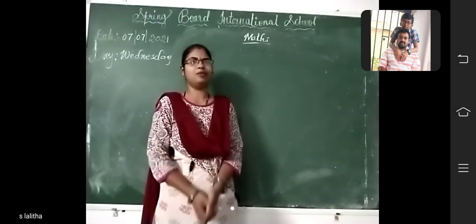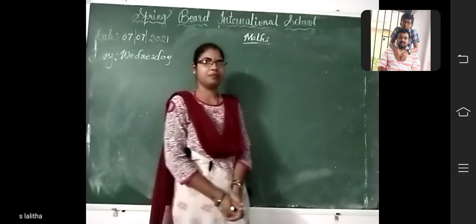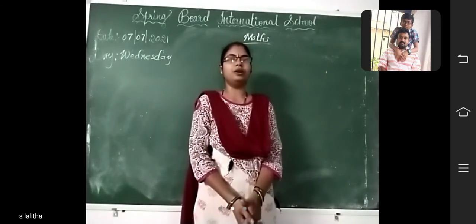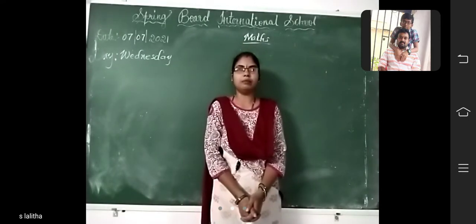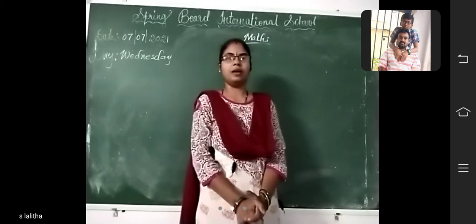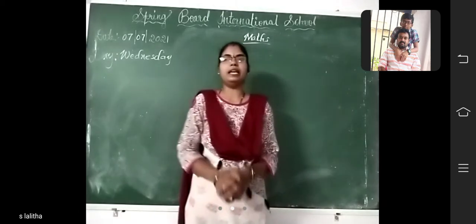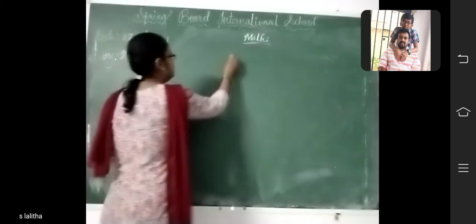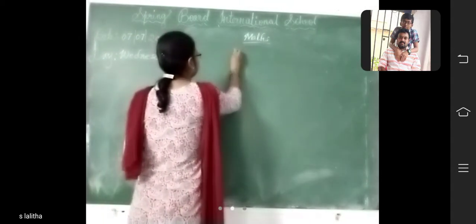Another definition. What is that other definition? The numbers which are terminating or non-terminating recurring decimals are also called rational numbers. Okay. Now we are going to the next topic. What is that? Irrational numbers.